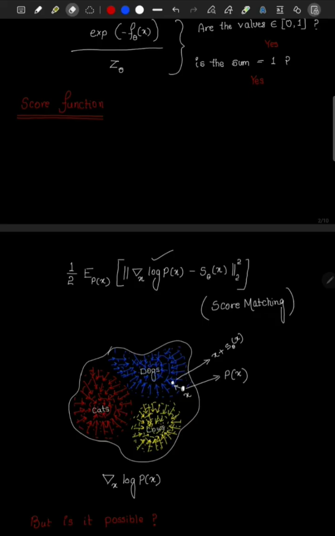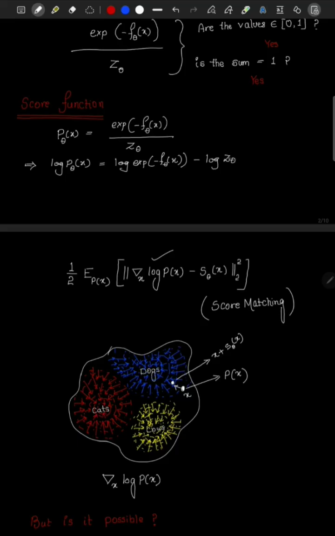Now let's see what the score function means. To start with, let us consider the approximated probabilistic function, that is exponential of minus f theta of x divided by the partition function. So now let's take the logarithm on both sides. Minus log of the partition function. So instead of taking the gradient with respect to theta, now we'll take the gradient with respect to x.